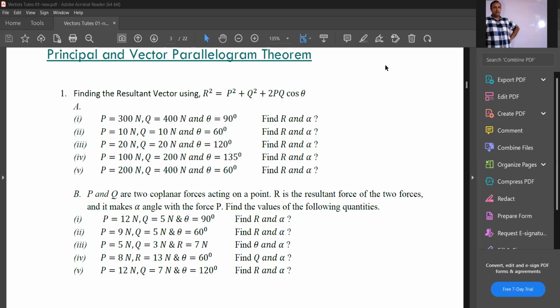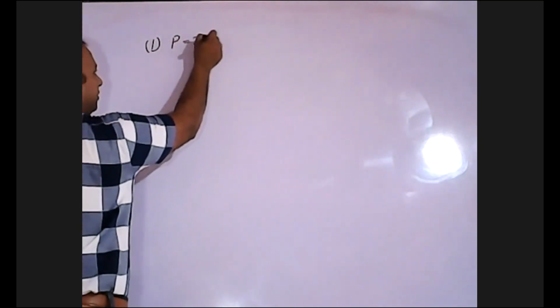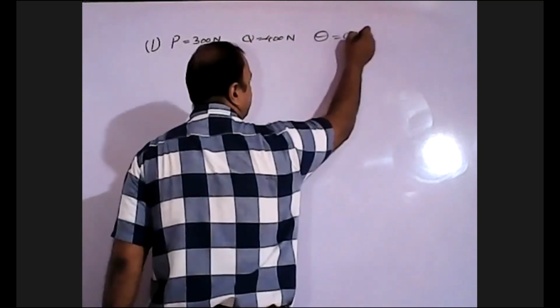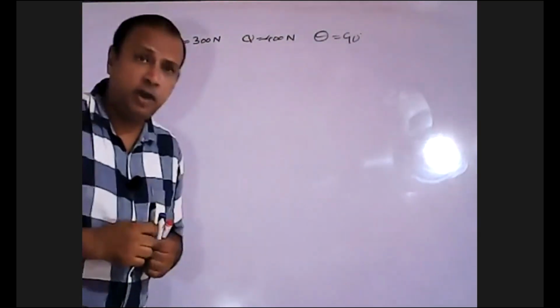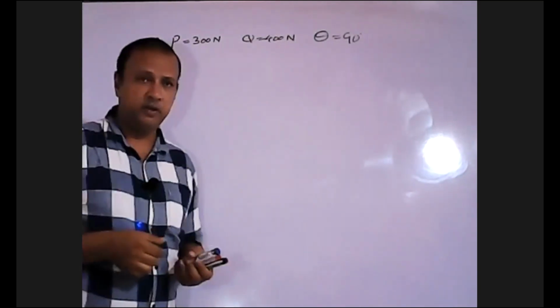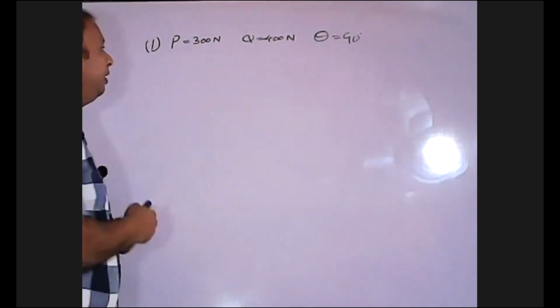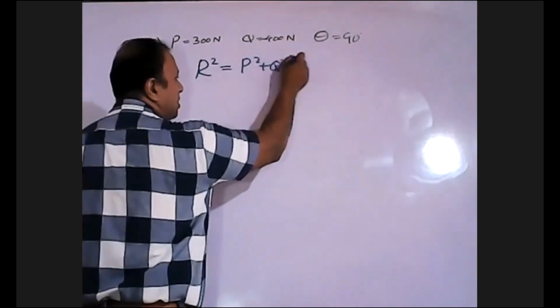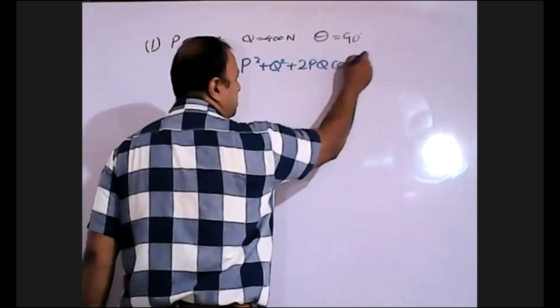According to the first one, P is 300 Newton, Q is 400 Newton, theta is 90. You have to apply the equation. That equation is a standard equation, therefore you can apply it directly. You have to find R and alpha. R squared is P squared plus Q squared plus 2PQ cos theta.